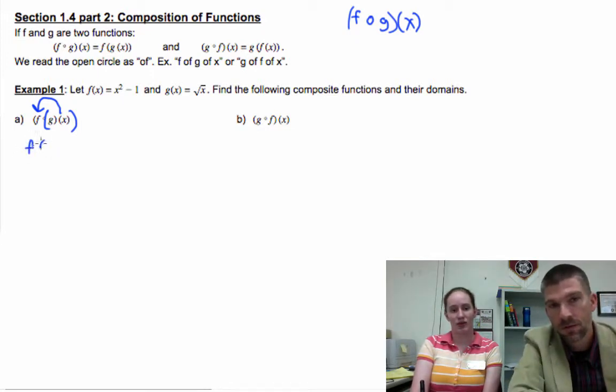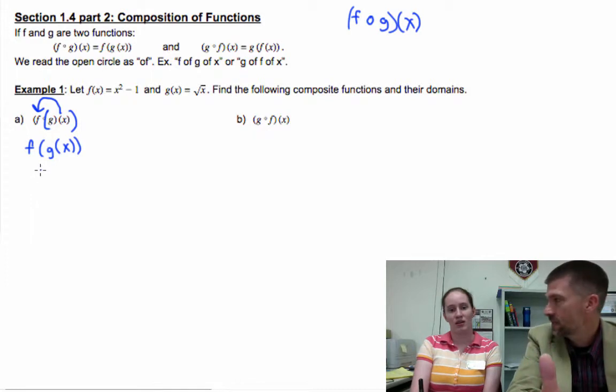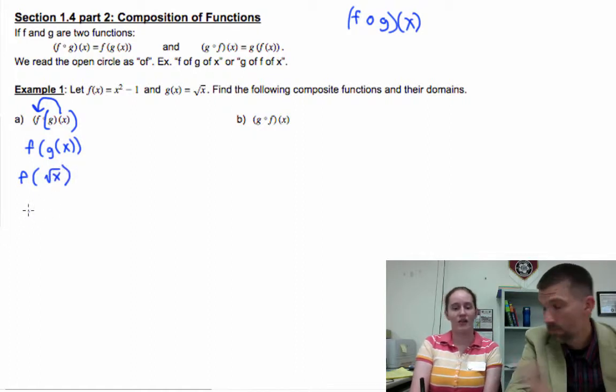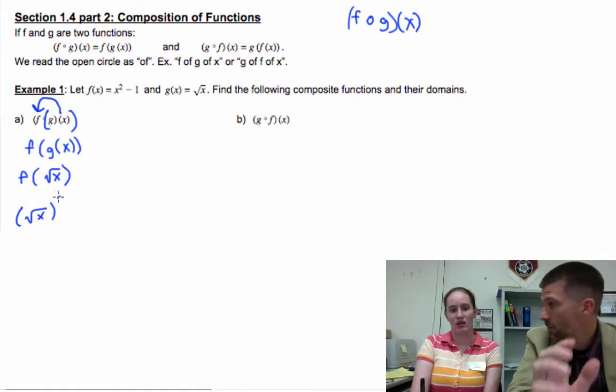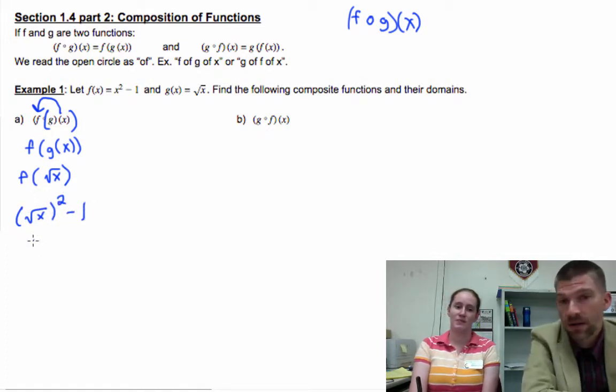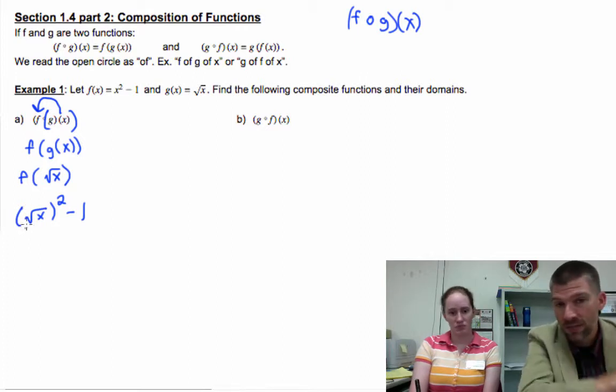So you want me to write it? Yes. Then we take out the g of x and put what it really is in there. So now we're going to have f of square root x, because g of x equals square root of x. Then we have what that actually is. f is something squared minus 1, and that something is now the square root of x. That's how I recommend doing these till we get comfy.